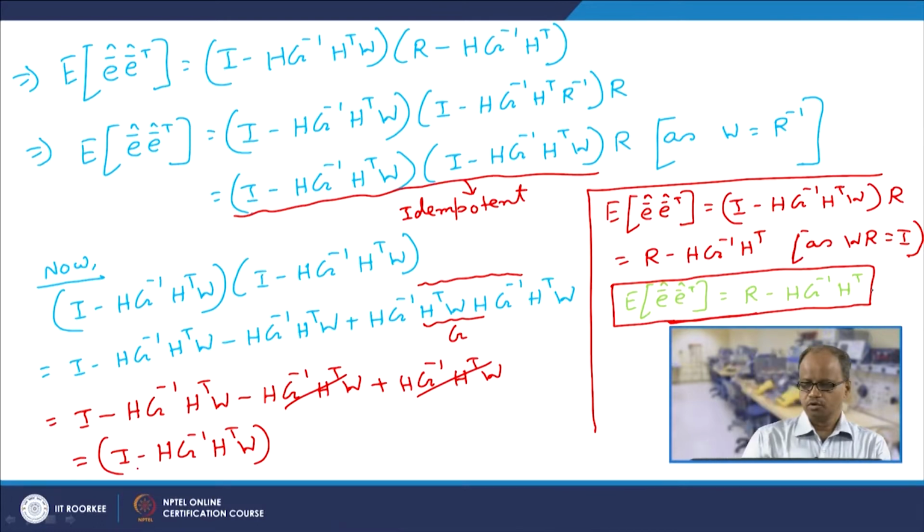We have been discussing the error analysis regarding the weighted least square method. What we have been doing so far is trying to find out the expected value of the estimated errors, and we have seen that this expected value of the estimated error can be given by this expression. Now we will start from this point. So we write that E of E hat E hat transpose is equal to R minus H G inverse H transpose.